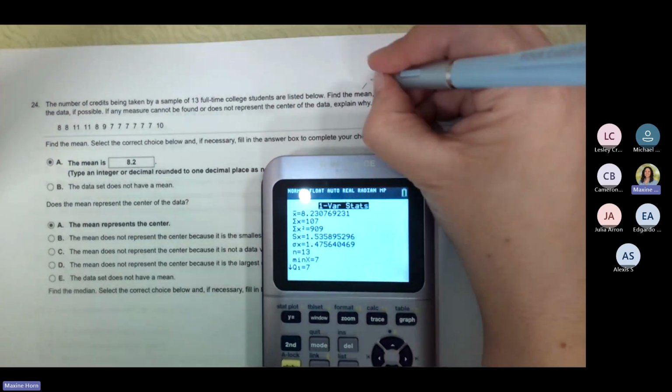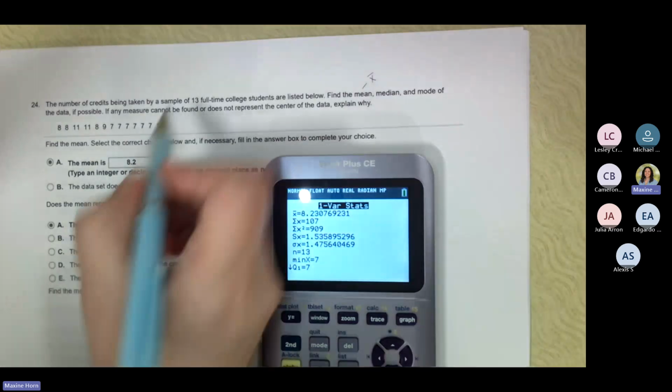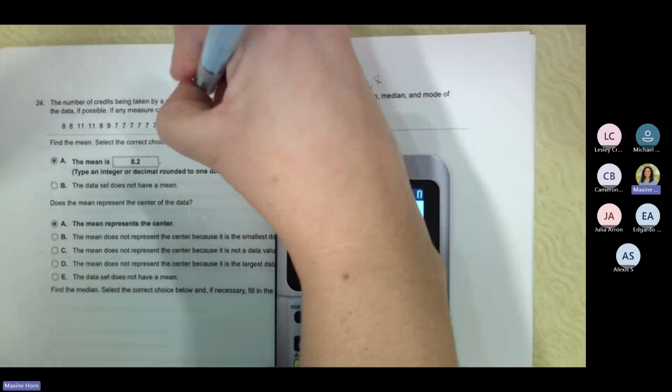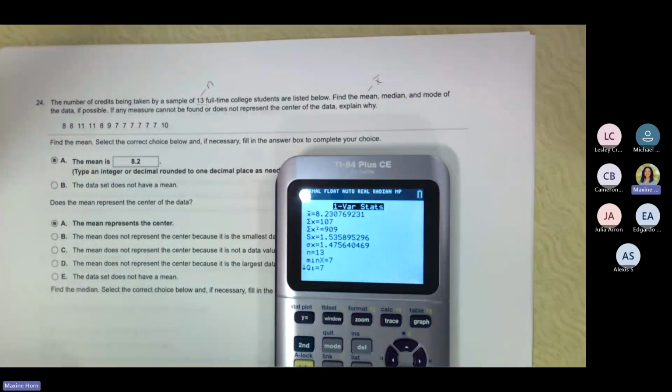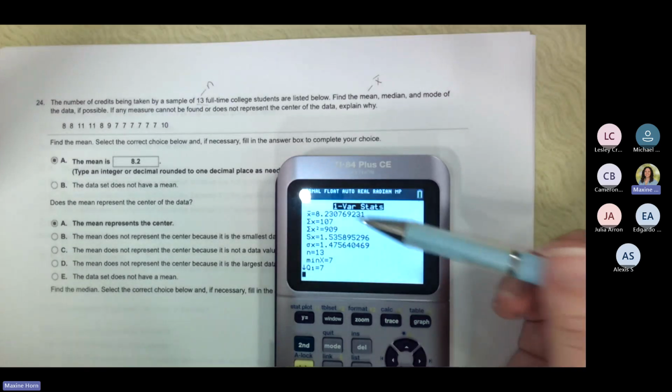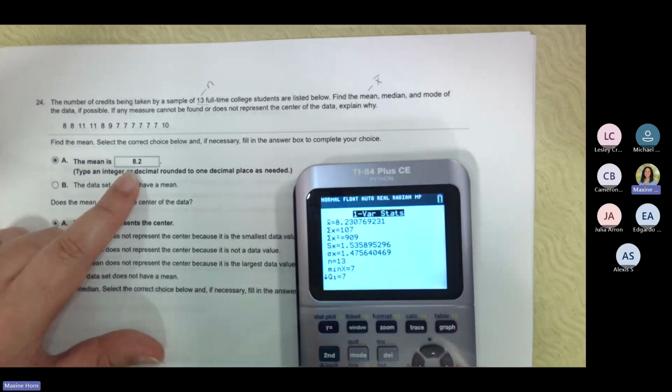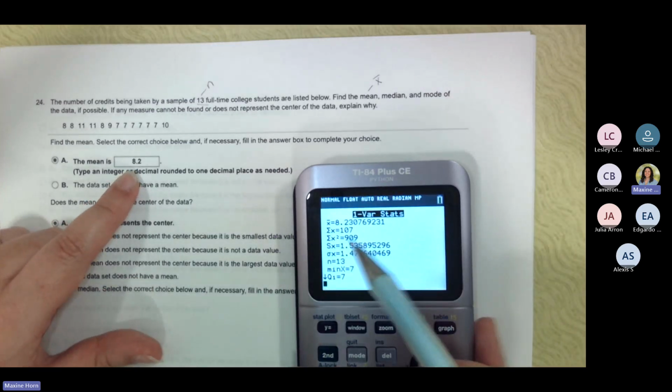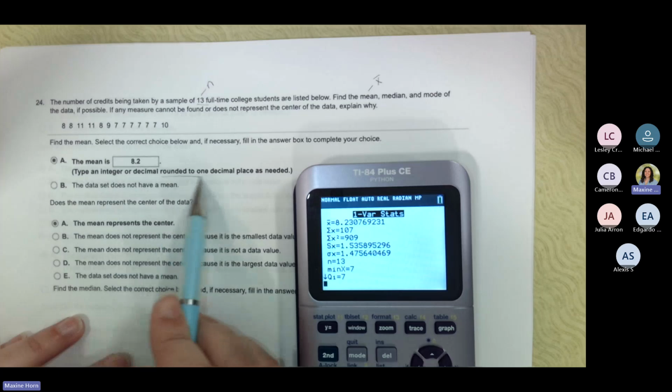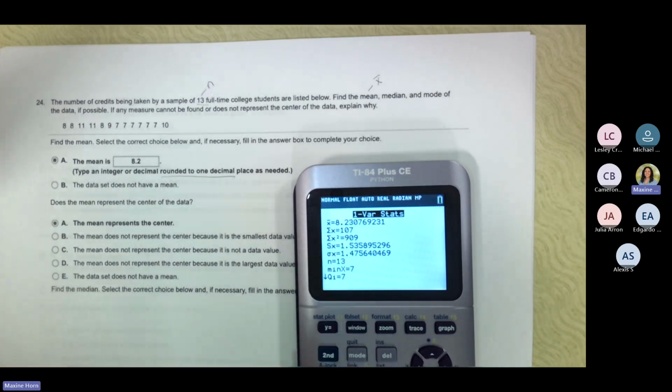So that is the X bar. Oh, by the way, 13, that's our N, right? It can be helpful to label these. Not necessarily in this particular problem, but it's good to get in the habit of, when you're reading a question, trying to label what they're giving you. Okay, mean is the X bar. So the mean is 8.2, rounded to 1 decimal place. So that's how we get 8.2.